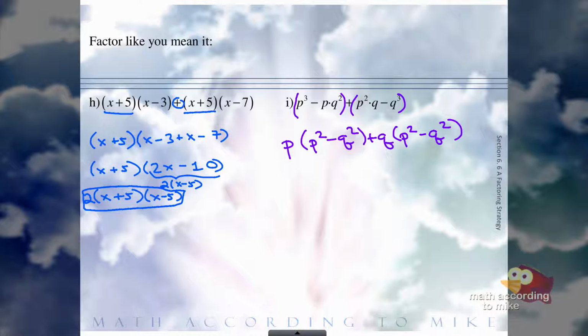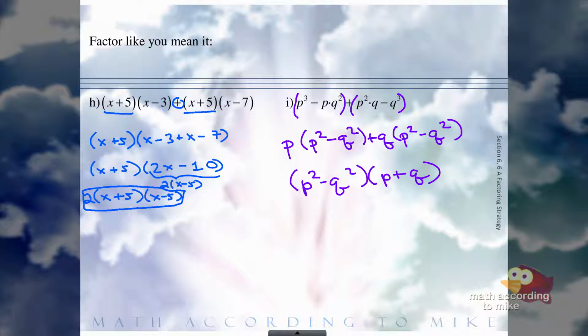And lastly, for this section in part I, we have 4 terms. Let's group 2 by 2. The first group, we can pull out p, and we would be left with p squared minus q squared. In the second group, we can pull out q, and we would be left with p squared minus q squared. They both have a p squared minus q squared, and we would be left with p plus q.